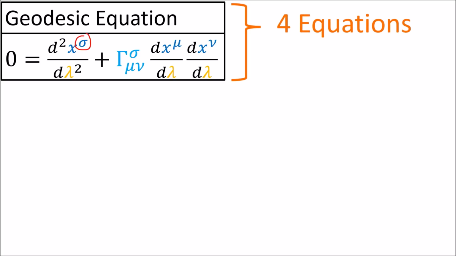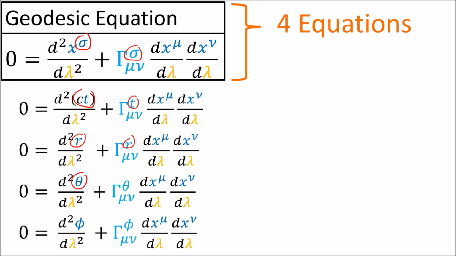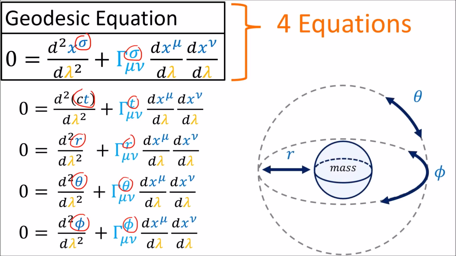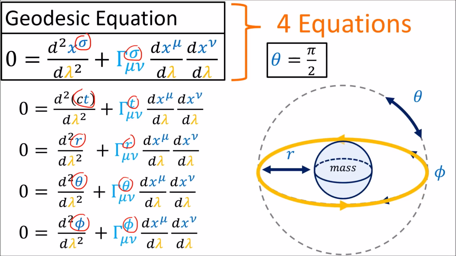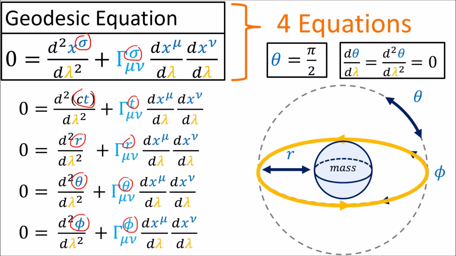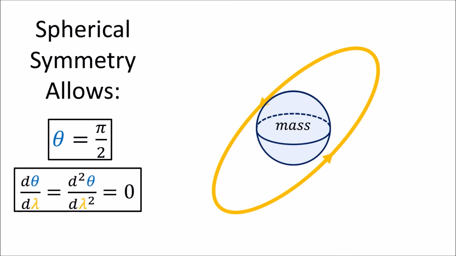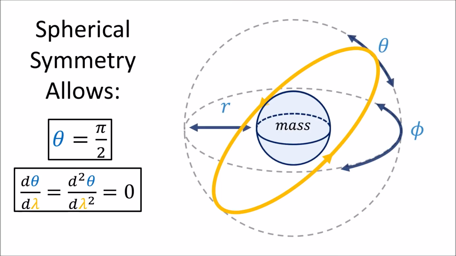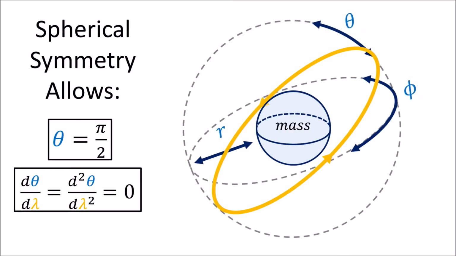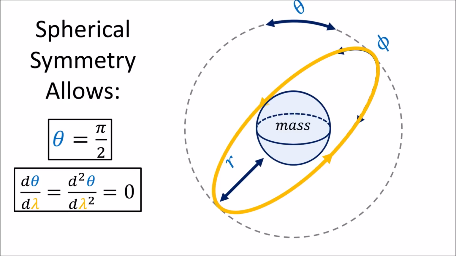This sigma index can refer to any of the 4 spacetime variables, ct, r, theta, and phi. To make our lives easier, we're going to assume our geodesics have a constant theta value of theta equals pi over 2, meaning the orbit is in the plane of the equator in our coordinate system, and all theta derivatives go to 0. We're allowed to make this assumption because our central mass is spherically symmetric, and we can always rotate our coordinate system so the orbit is in the plane of theta equals pi over 2.